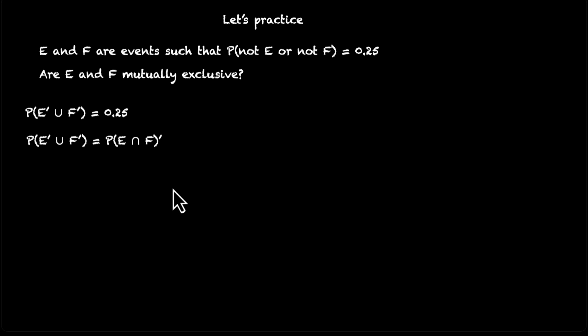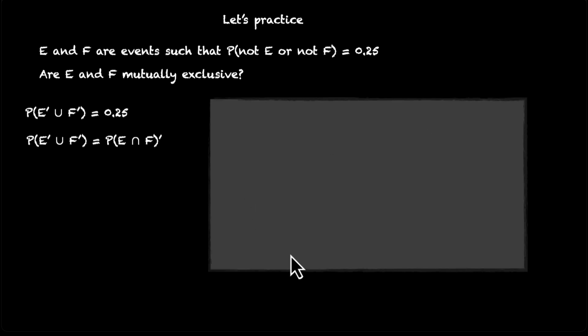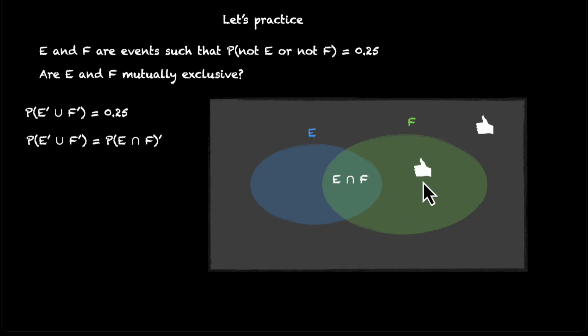And if you want a quick refresher, here we go. So this is our sample space. This is E, this is F. Let's call this E, F, and this is E intersection F. Let's look at the first one. We want E dash union F dash. So E dash means everything outside E, which means the gray zone and the pure green zone. And we also need F dash, which means everything outside the green zone, which is again the gray zone and the pure blue zone. And we need the union of these two sets.